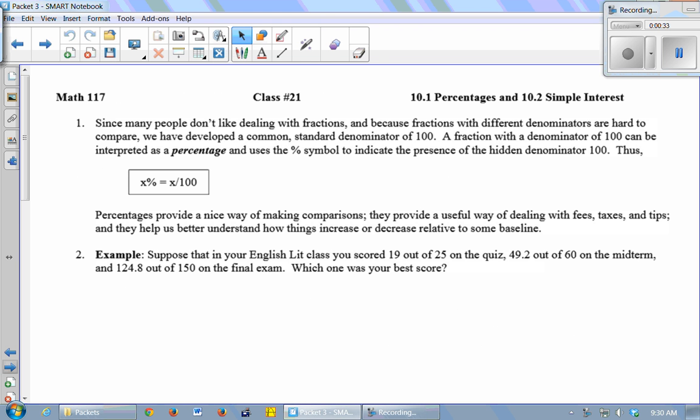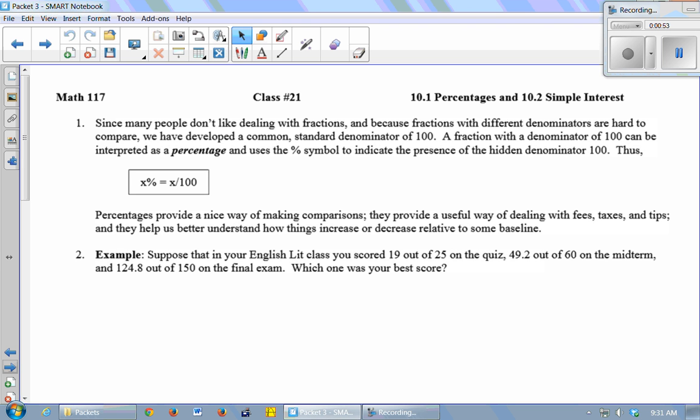All right, so class 21, we're going to talk about percentages and simple interest. We have done some work with increasing and decreasing by a percentage when we talked about exponential growth. So we're just going to formalize that a little bit today, and then we're going to talk about simple interest.